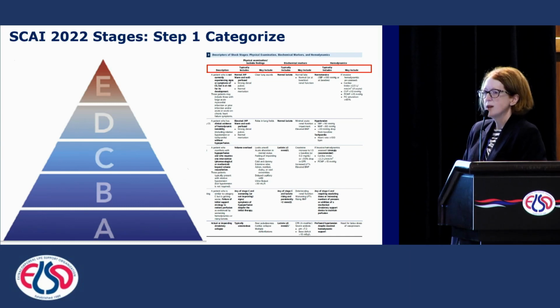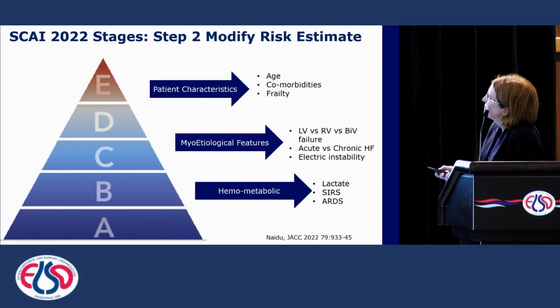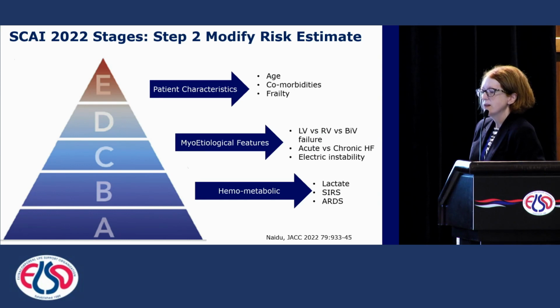So now what do we do? Now what are the recommended strategies for assessing shock? This is based on the 2022 SCAI stage revision. One, you're going to still categorize your patient into an A, B, C, D, or E category. Remember, these aren't steps. These are gradations of risk. They provided a table with clearer physical examination findings, typical biochemical markers, and typical hemodynamics that you can see. And then we're going to add to that step 2.